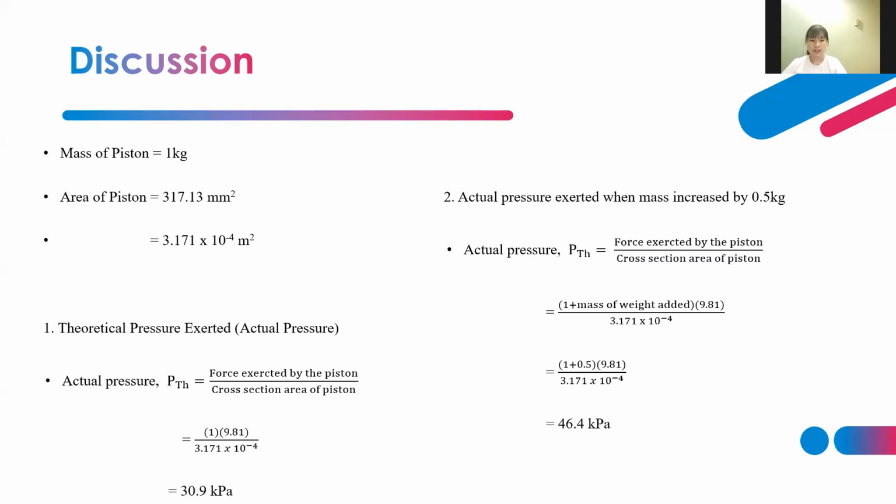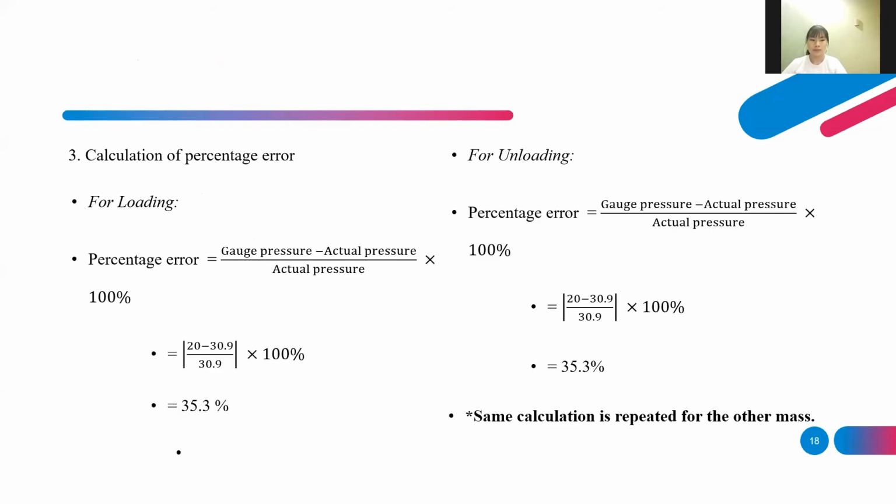For discussion, first we calculated the theoretical pressure, which is the actual pressure, by using the formula force over cross-section area. And we also calculated the pressure when the mass increased by 0.5 kg. Then we calculated the percentage error for loading and also unloading. The same calculation is repeated for the other masses.